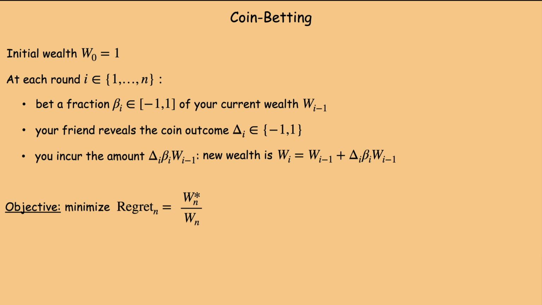Now the good thing is, some researchers have extensively studied this problem before us. They have generalized it to the case of a continuous coin delta i between minus 1 and plus 1, and found a coin betting algorithm whose regret is always lower than square root of 2n plus 1.